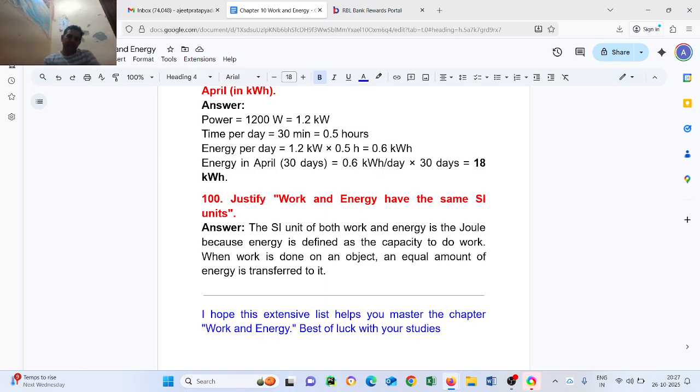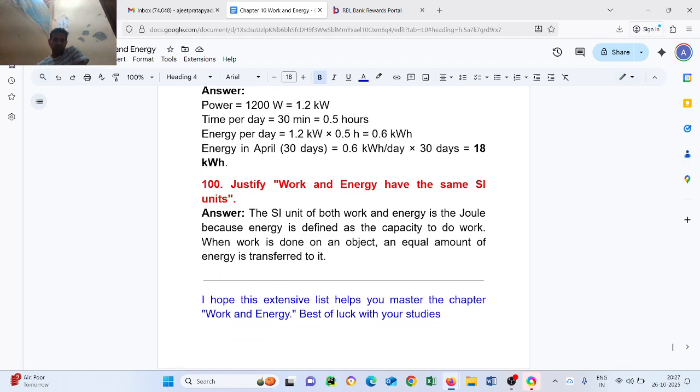The SI unit of both work and energy is the joule because energy is defined as the capacity to do work. When work is done on an object, an equal amount of energy is transferred to it.